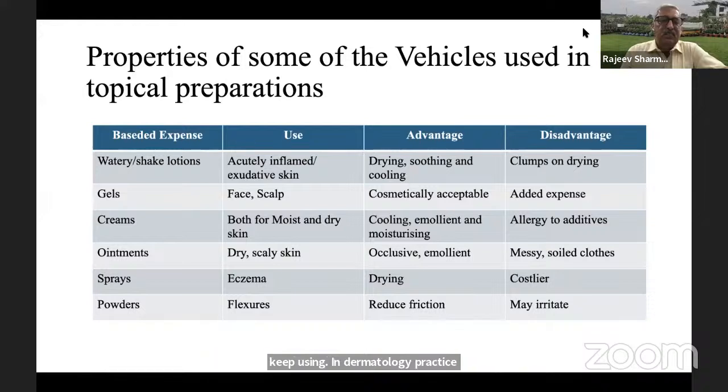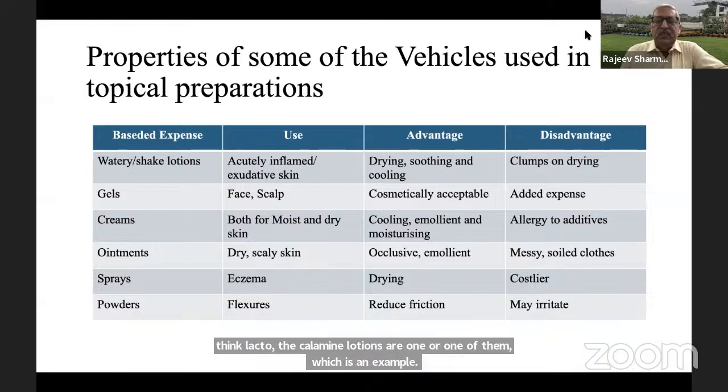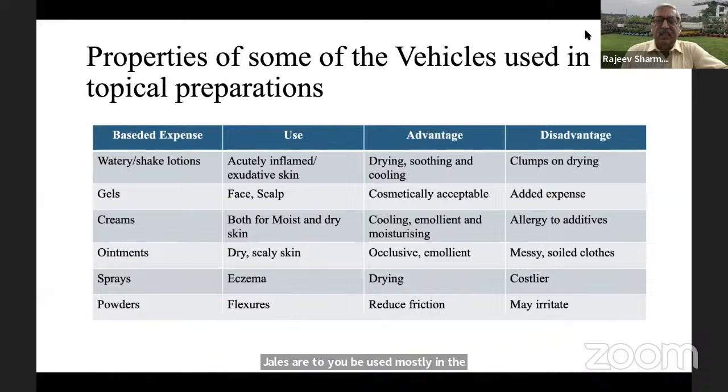And there are shakes or watery lotions which can be used on acutely inflamed exudative skins. The only problem is that it forms clumps on drying. I think the calamine lotions are one of them, which is an example. Gels are to be used mostly in the hairy areas or on areas which have got very thin skin, because their potency is less as compared to the creams. And the cream's potency is less than that of the ointment of the same strength and the same preparation. But gels are cosmetically acceptable, but they add to the expense in a patient.